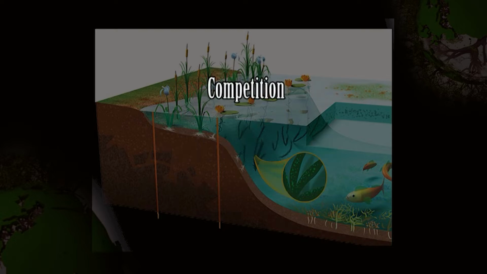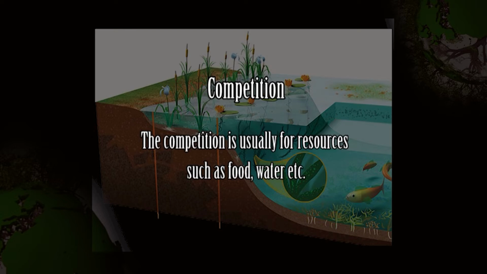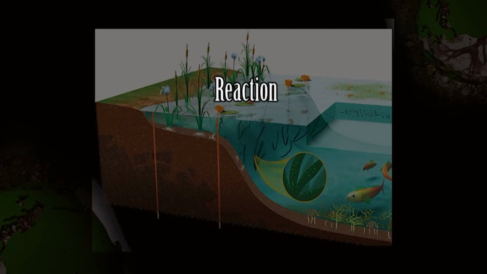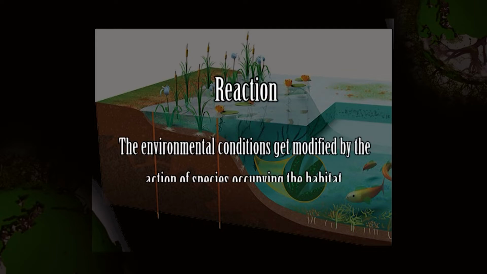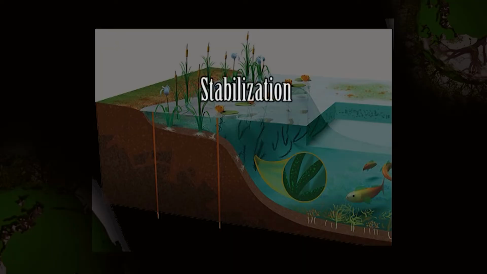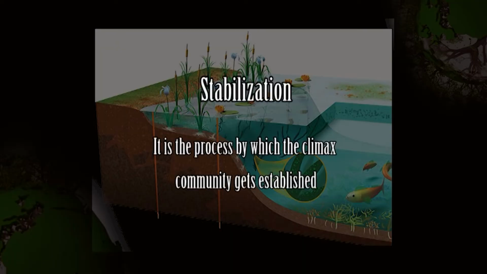Competition is usually for resources such as food, water, etc. Competition is then followed by reaction. The environmental conditions get modified by the action of species occupying the habitat. These changes subsequently trigger the displacement and replacement of one species by another. And finally, stabilization is the process by which the climax community gets established.